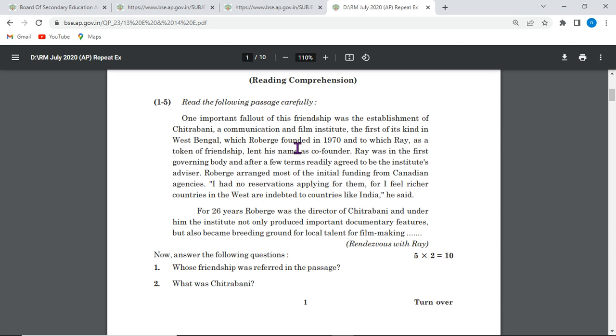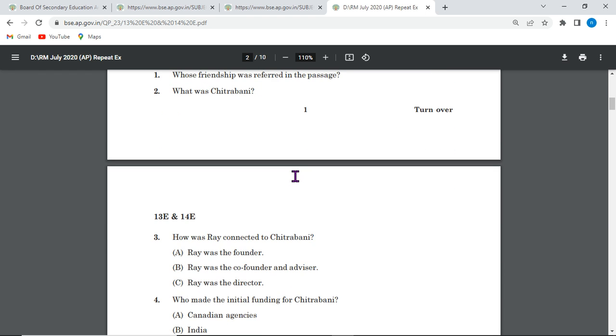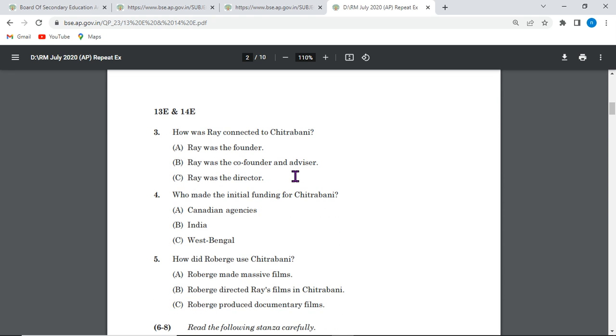సో ఇట్ ఈస్ ద ఫ్రెండ్షిప్ బిట్వీన్ సత్యజిత్ రే అండ్ రాబర్ట్. వాట్ వాజ్ చిత్రబాణి? సో ఇట్స్ వెరీ డైరెక్ట్. ద ఆన్సర్ కెన్ బి డైరెక్ట్లీ లిఫ్టెడ్ ఫ్రమ్ ద passage. It's a communication and film institute. Now let us look at very easier questions, multiple choice questions 3 to 5.